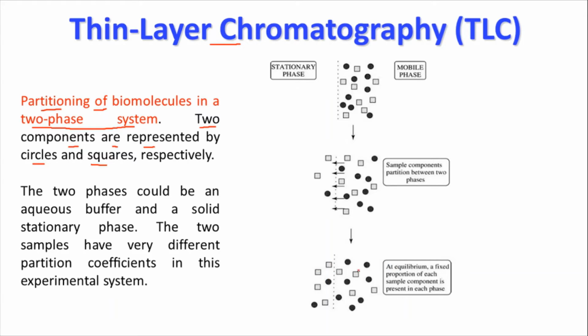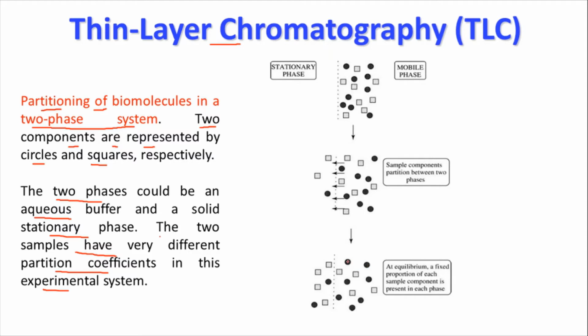At equilibrium, the mobile phase along with the sample is distributed throughout the stationary phase to attain the equilibrium concentration in a fixed proportion of each sample component present in each phase. This is the basic principle of thin layer chromatography. The two phases could be an aqueous buffer and the solid stationary phase. The two samples have very different partition coefficients in the experimental system.